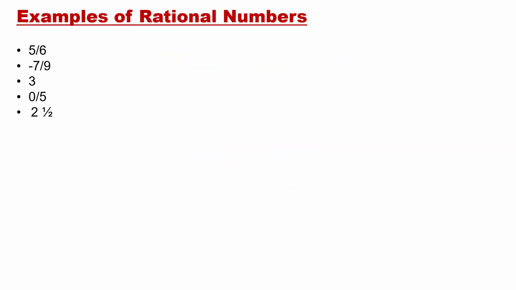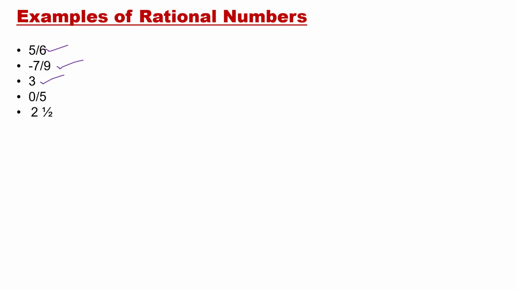Here are some examples to help us understand better. Let's look at the first example, 5 over 6. It is a fraction and the numerator and denominator are integers and the denominator is not equal to 0, so it is a rational number. The next one is minus 7 over 9. So here also the numerator and denominator are integers and the denominator is not equal to 0. It is also a rational number.